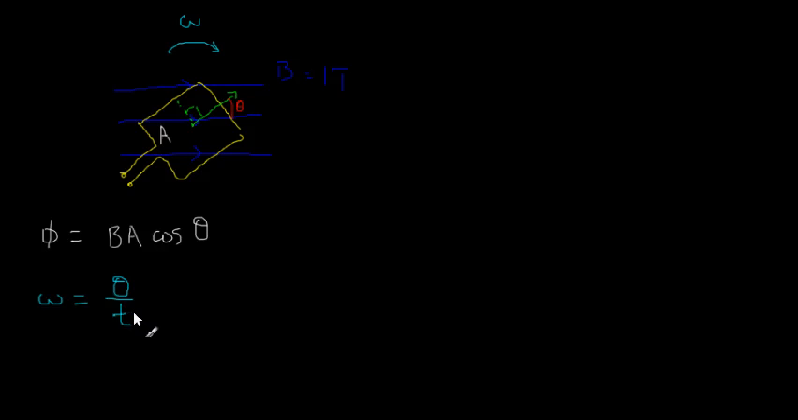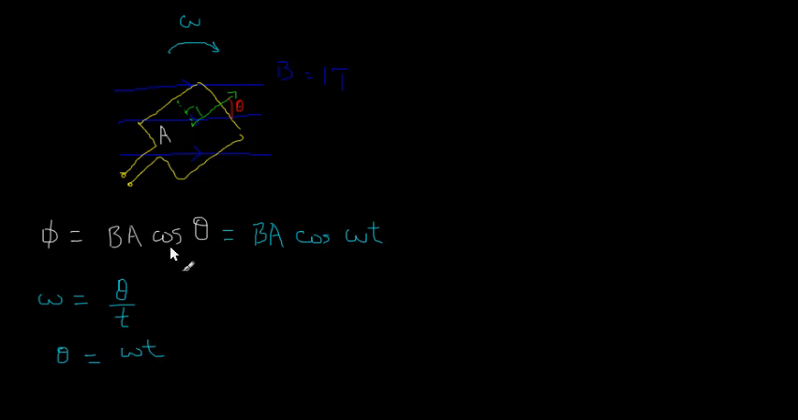Okay. Now let me write this more clearly. This is theta, not 0. That's theta over the time. So it means that the angle theta is equal to angular velocity times time. And this gives us a simple way to write the flux in terms of time. It is just BA times cosine omega t. So now we have phi in terms of time.